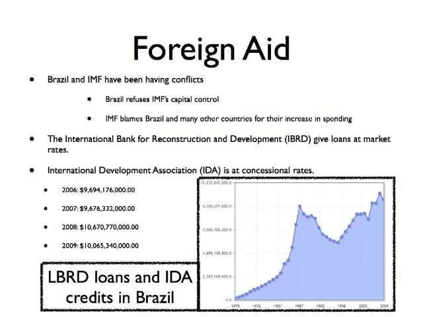The IMF, International Monetary Fund, and Brazil have been having conflicts for some time. This year, the IMF blames Brazil, along with many countries, for increasing their spending, while Brazil refuses the IMF's capital control. The International Bank of Reconstruction and Development, IBRD, or the World Bank, along with the International Development Association, IDA, have been lending increasing amounts of money to Brazil. In 2006, they lent $9.7 billion. In 2007, they lent $9.7 billion again, and in 2008, they lent $10.7 billion. The IDA lends at concessional rates, while the IBRD gives loans at the market rate.